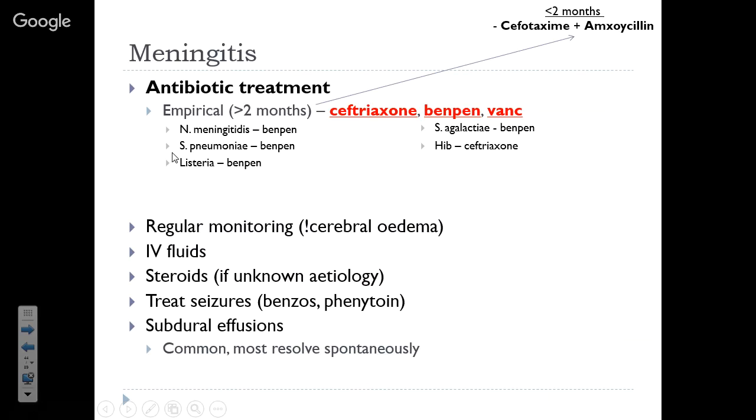If they're under 2 months, so if they're still quite young infants, then the guidelines say they're treated in a different pathway, and that's when they use cefotaxime and amoxicillin. But just remember ceftriaxone and benpen are the most important things. As well as that, regular monitoring, of course, and IV fluids. Steroids have been shown to be beneficial initially if there is unknown etiology, and seizures that occur, you want to treat those as well.